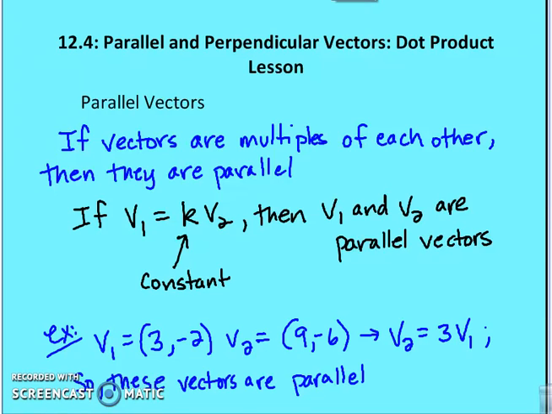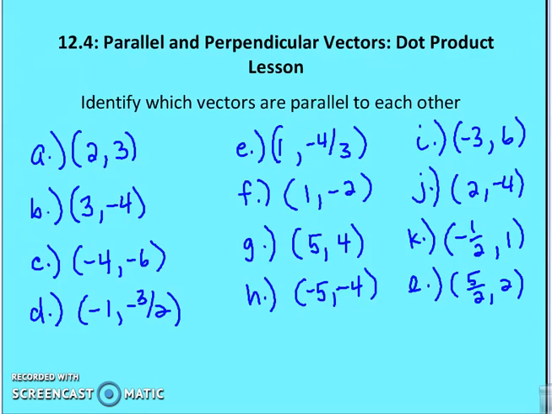We're going to have a little treasure hunt here. I'm going to give you a list of vectors in coordinate form, and you need to figure out which ones are parallel to each other. I'm going to pause here while you figure that out.